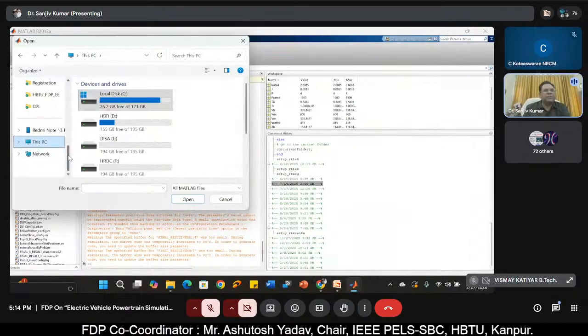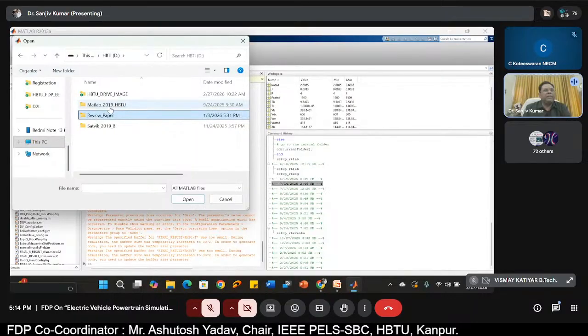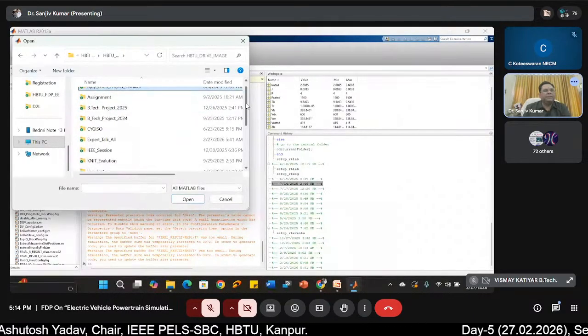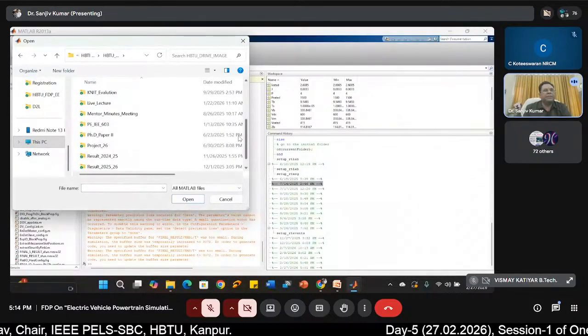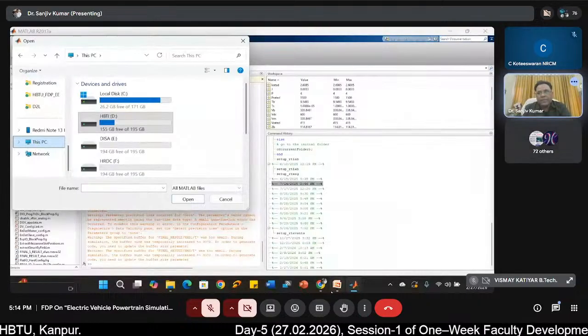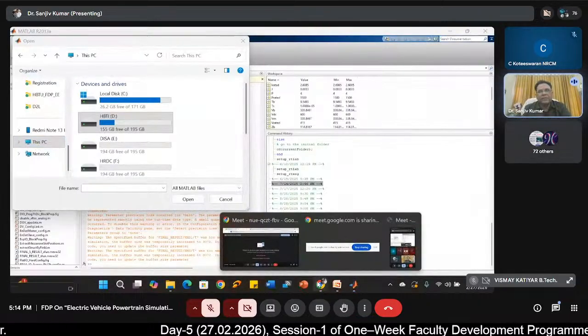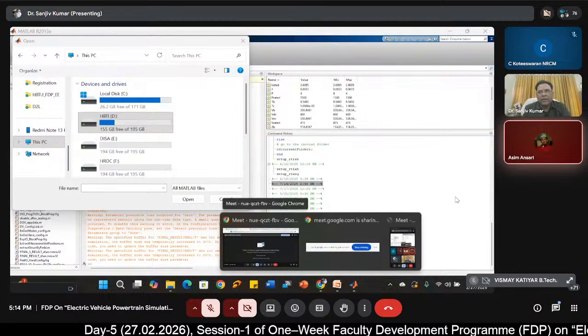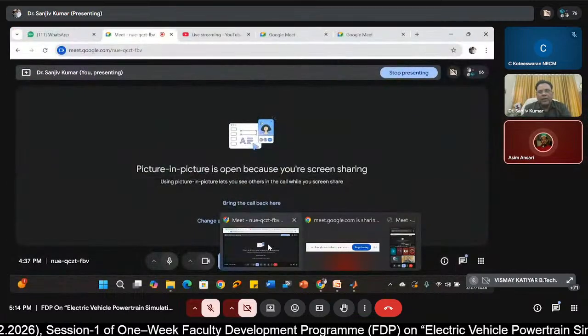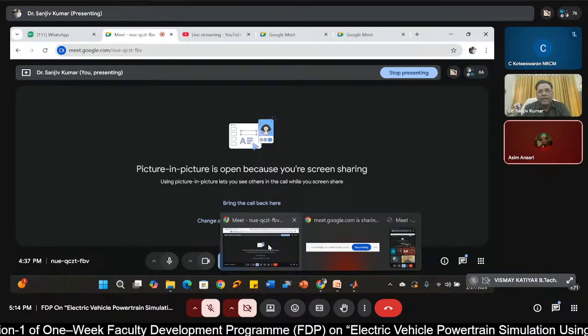Now let me open this 5-level inverter. Just give me a second. Sir, I have put a very small query. Please go through it. Yes, please. I have typed it in the chat box: why is this THD 18% or more than 18% for 40 hertz frequency?